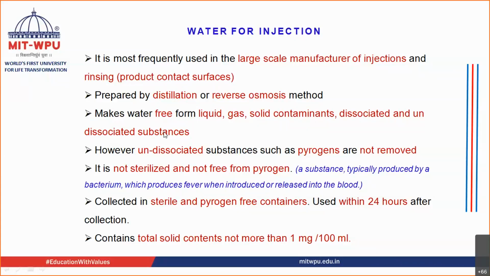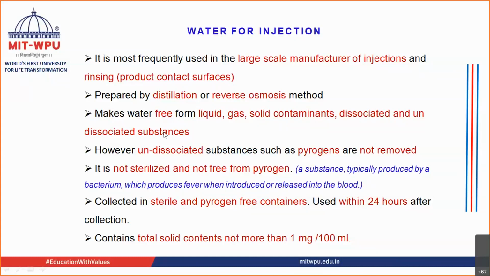So if you give water for injection directly to the patient inside the blood, it may cause fever to the patient. Please remember that. Water for injection is not sterilized and is not free from pyrogen. When you collect this water, it is collected in a container which is free from pyrogen and already sterilized. After collection, it is used within 24 hours. Do not store it for a longer period of time and then use it. Within 24 hours, you have to use this water for injection.